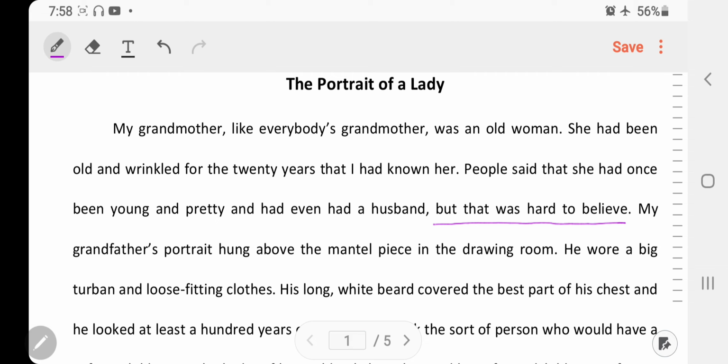Turban, you understand, pagdi. પાઘડી પહેરેલા હતા, and loose fitting clothes because they are Punjabi. So the clothes are loose fitting. So what he sees from the photo of the grandfather is that he has been wearing a turban. પાઘડી પહેરેલી છે અને એના કપડાઓ લૂઝ ફિટિંગ કપડાઓ છે.